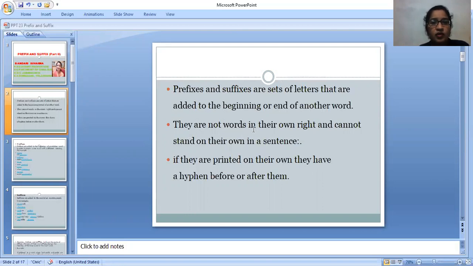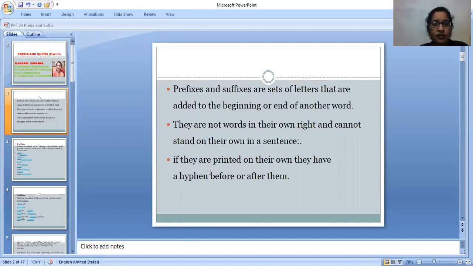They are not words on their own and cannot stand on their own in a sentence. Either a prefix or a suffix is not a word on its own. It is just a group of letters, so it cannot stand as a word individually or in a sentence.